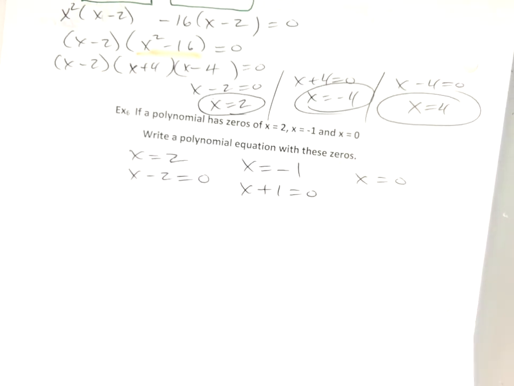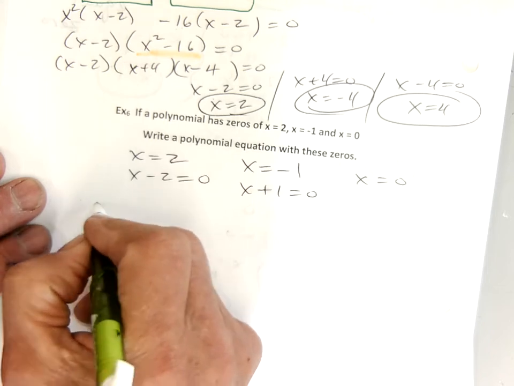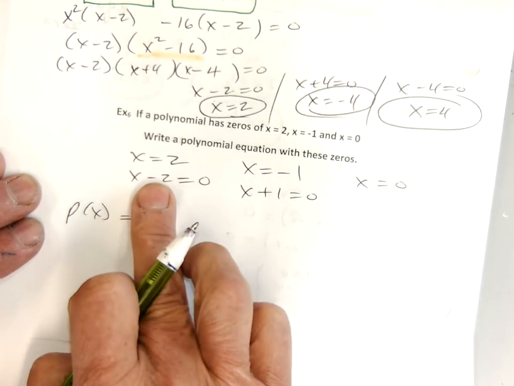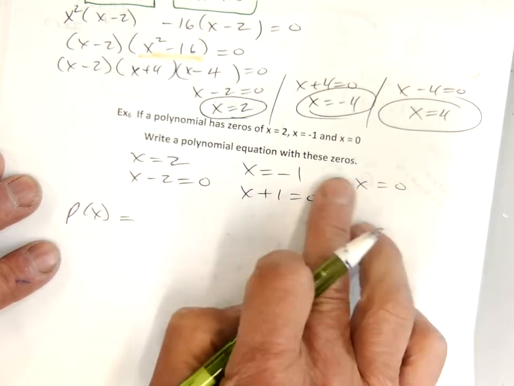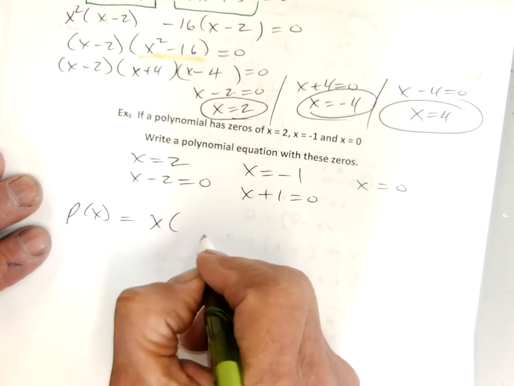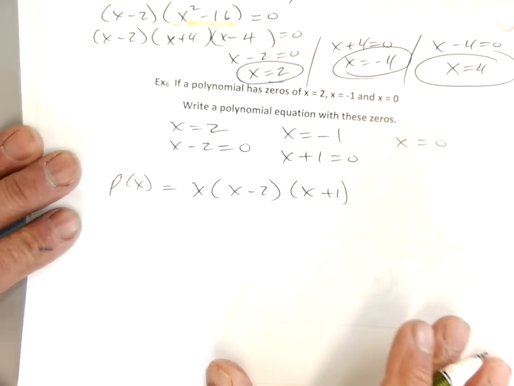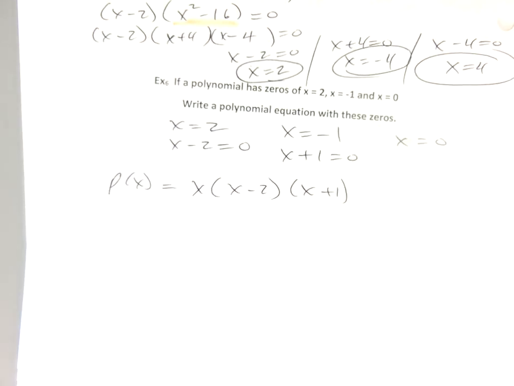So now, here's my answer. We're going to say p of x, because polynomial, is equal to this times this times this. I always like the x in front. X times an x minus 2, x plus 1. Okay, now, we're going to go one step further, but check it out. This would give me an answer of 0, this would give me an answer of 2, and this would give me an answer of negative 1. So that is the answer.